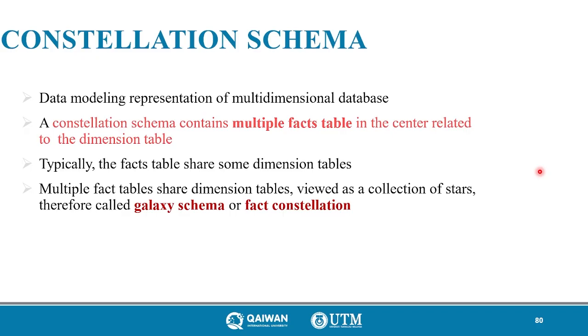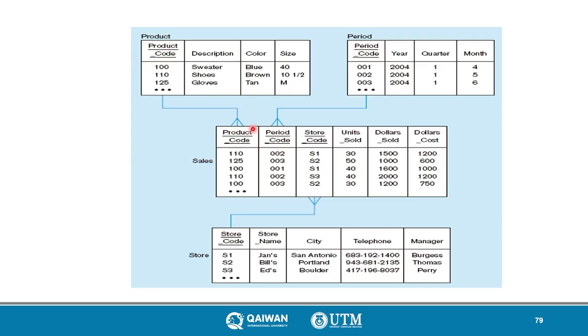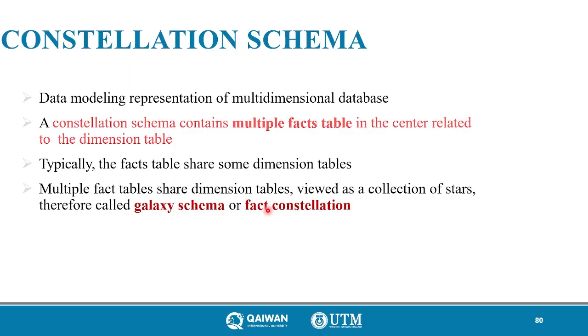Now, constellation schema. Data modeling represent multidimensional database. Constellation schema contain multiple fact table in the center related to the dimension table. So instead of only having one table, we would have multiple fact table. Typically, the fact tables shared some dimension table. Multiple fact tables shared dimension table viewed as a collection of a star, aka galaxy schema or fact constellation.